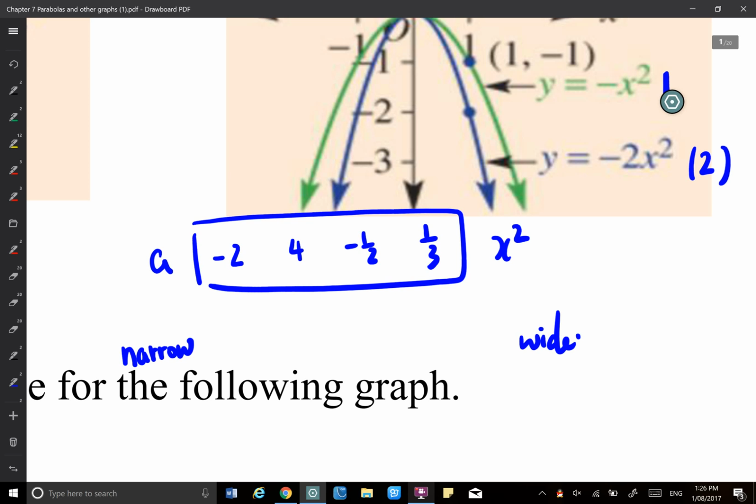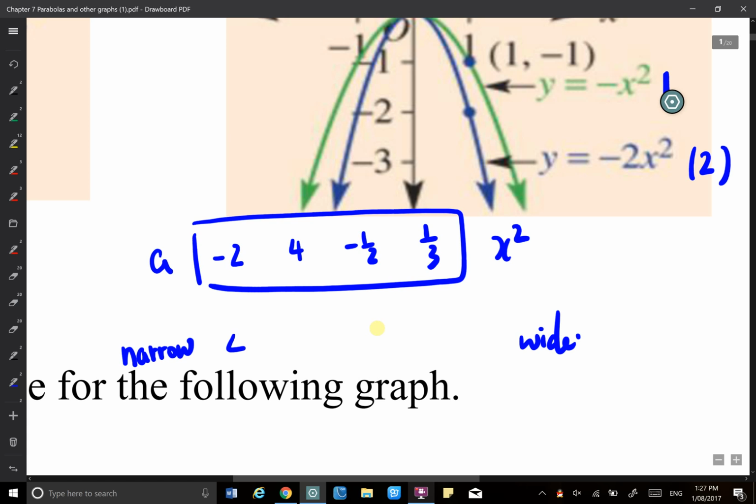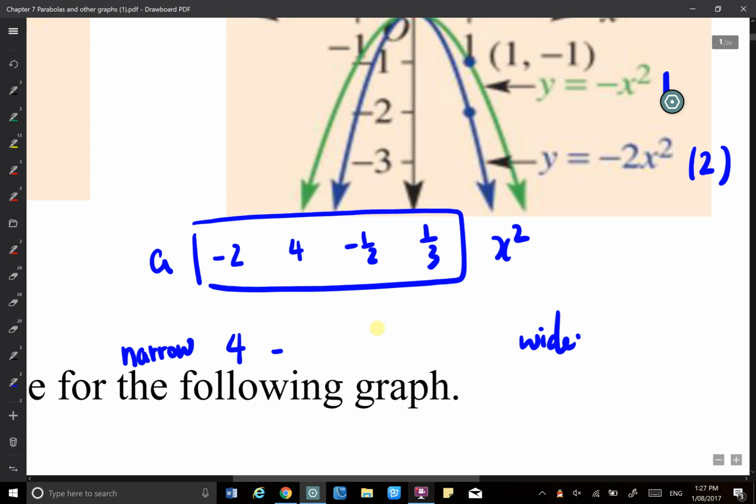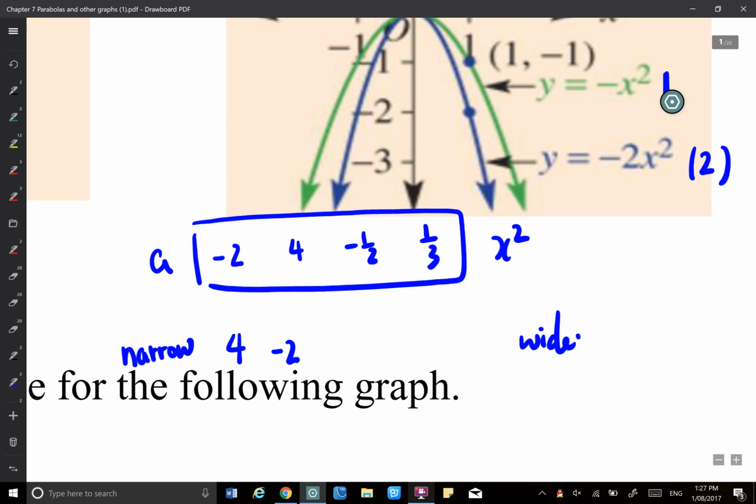The larger the value, the narrower the graph. Okay, so which one will be on the left hand side? 4. Okay, 4 is the largest number, so 4. What's the next? It's 2. Okay, it's the -2. Even though it's negative, it will be reflected to the bottom. We will only think about 2, so 2 will be the next one.